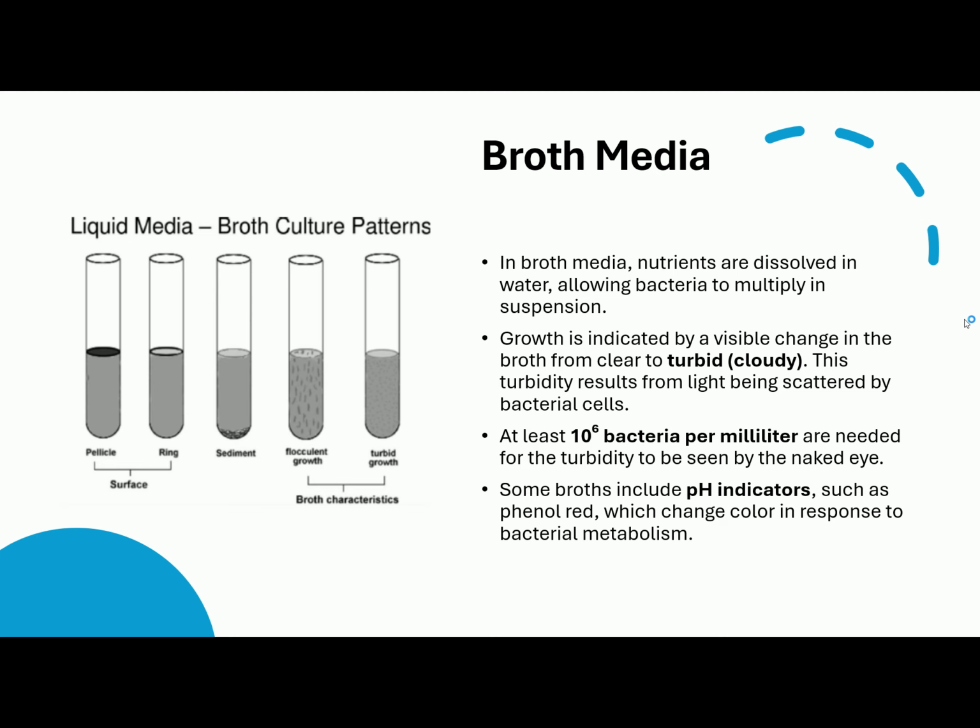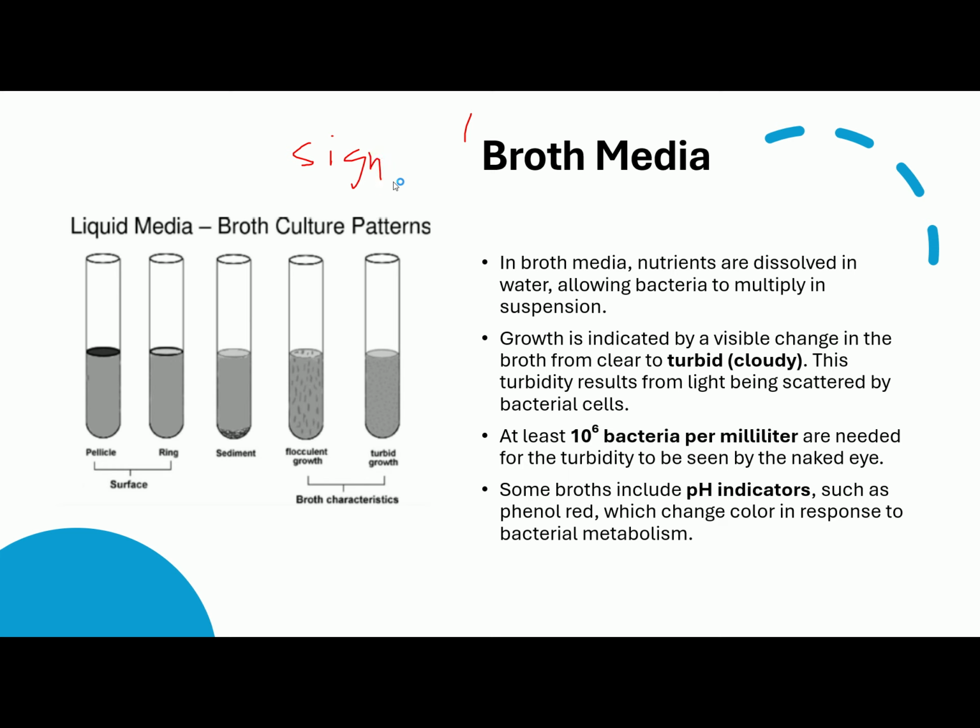Now, let's talk about the broth media. So, your broth media, class, are dissolved in water, allowing bacteria to multiply in suspension. Growth is indicated by a visible change in the broth from clear to turbid. This turbidity results from light being scattered by bacterial cells. At least 10 raised to the 6 bacteria per milliliter are needed for the turbidity to be seen by the naked eye. And some broths include pH indicators such as phenol red, which can change color in response to bacterial metabolism.